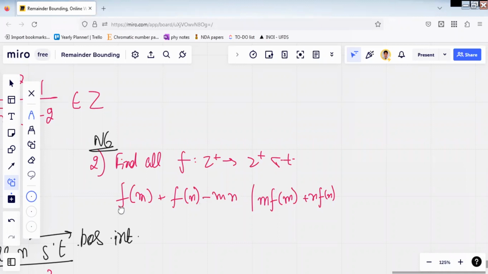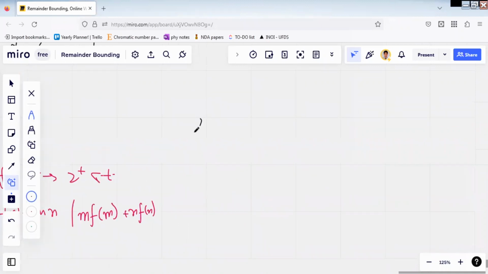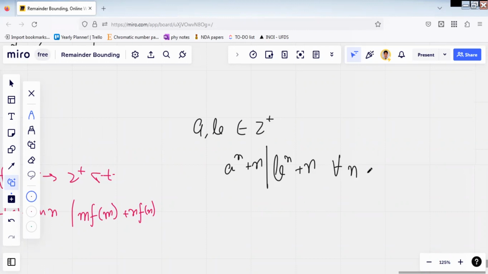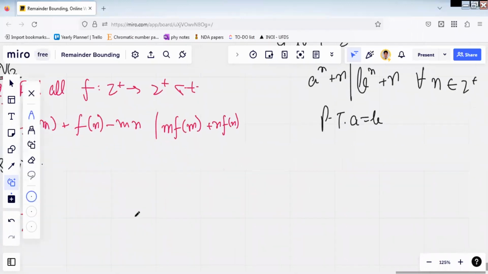Okay, let me find another problem. I've done this one. If a and b are positive integers such that a to the power n plus n divides b to the power n plus n for all positive integers n, prove that a equals b. Nice. Do this then.